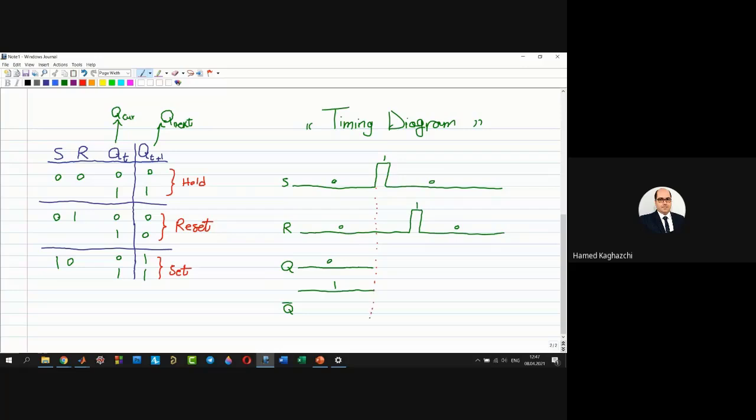Now, what happens? Look at here. At this time, when I set my S input to 1, my output will be 1 and will stay at 1. And my Q bar will go down to 0 and stay 0.